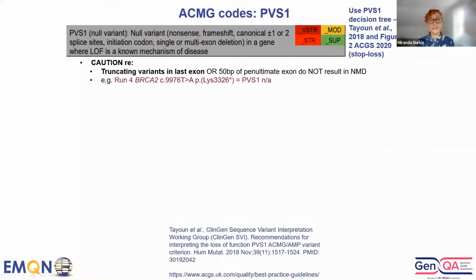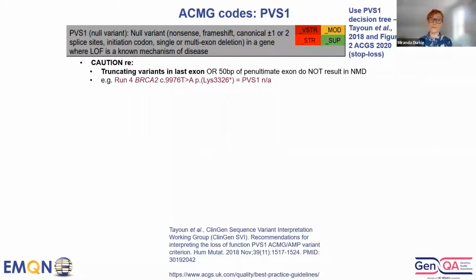So as Andrew said, please use the PVS1 decision tree. It really is good. And also there's another similar tree in the ACGS 2020 guidelines for the stop loss variants. So for the rest of this slide, I'm now going to focus on some of the complexities and when you either shouldn't use PVS1 or you should be very cautious about using PVS1, because this can really trip people up. So the first caution is that truncating variants in either the last exon of the gene or the penultimate 50 base pairs of the penultimate exon do not result in NMD. So you will get a protein translated and that protein may be functional.